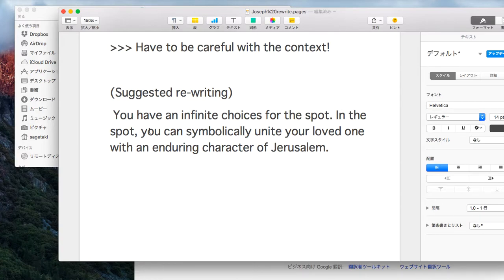The whole purpose of this rewriting is to make it compatible with Google Translation. If you have that in mind, you should be able to do a very magnificent job.